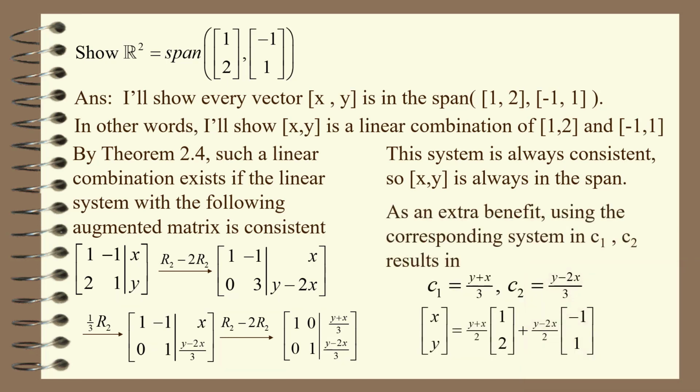In that case, the corresponding system is C1 is y plus x over 3, and C2 is y minus 2x divided by 3. And you can check the linear combination if you like. This particular linear combination of these two vectors will add up to the vector x comma y. So R2 in fact is the span of the vectors 1, 2 and -1, 1.